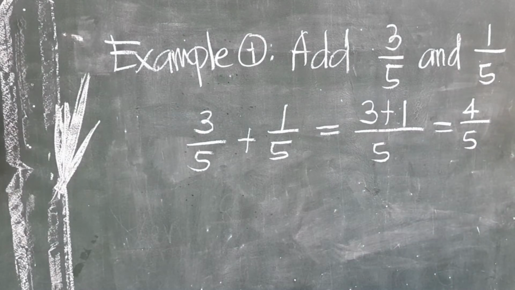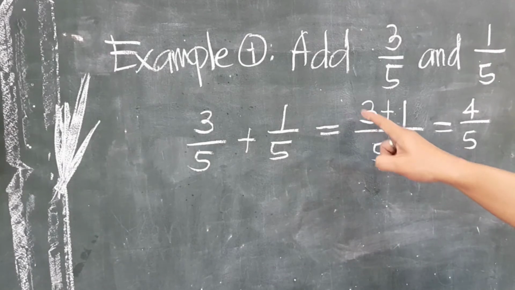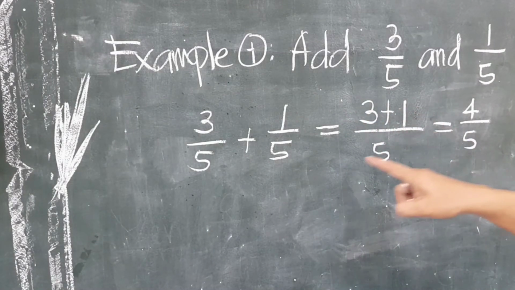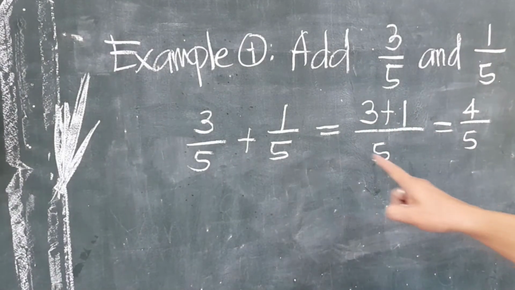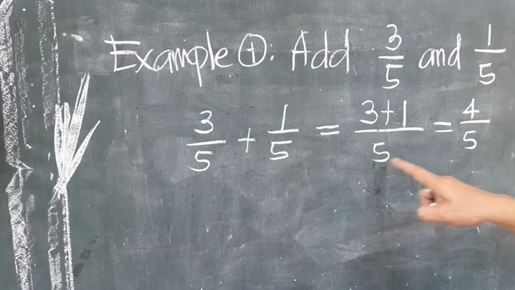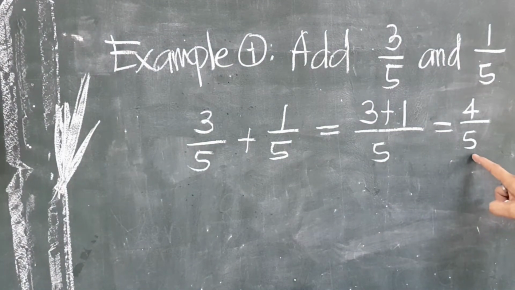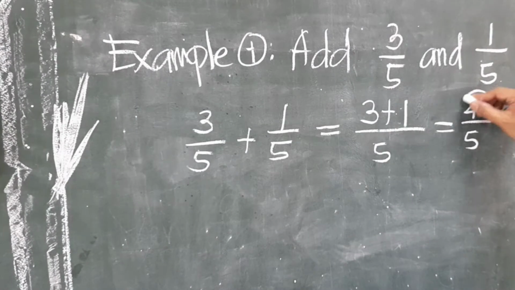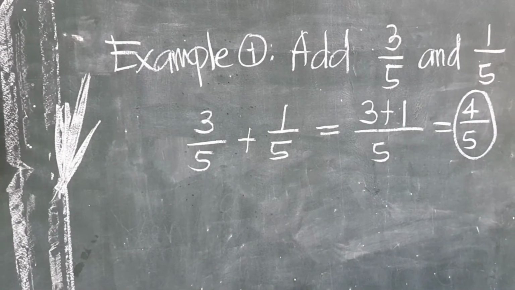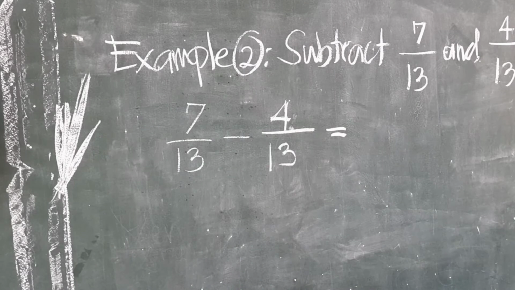That is, adding the numerators and copy the common denominator, which is 5. And the answer is 4 over 5. Okay, let's have example number 2.